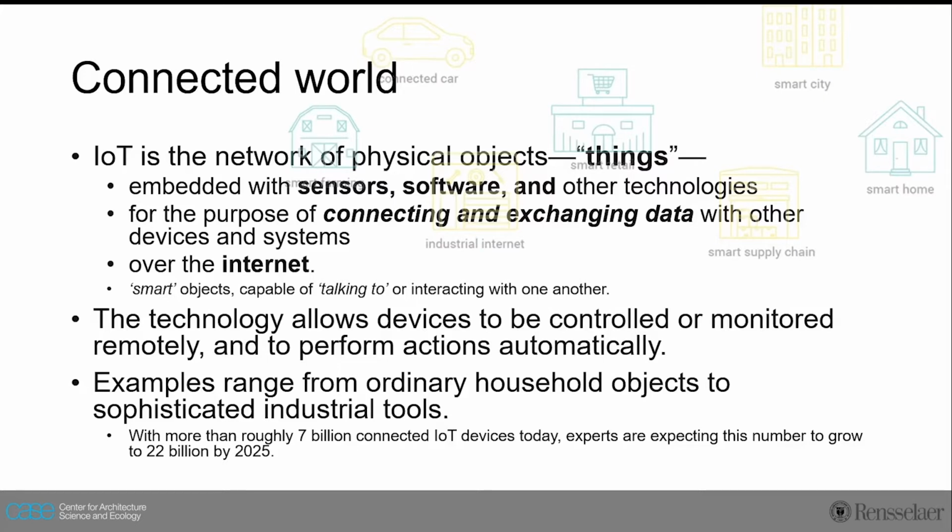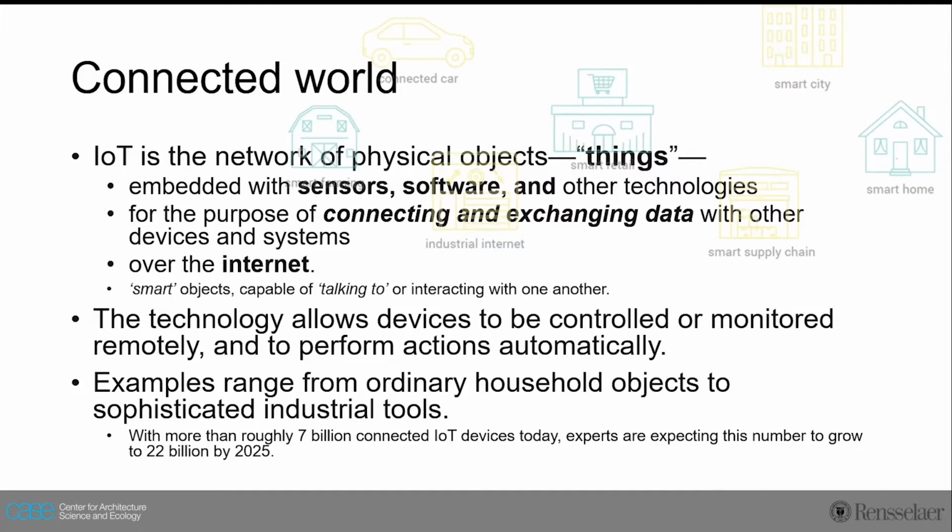And what do they do? How they do it? Basically, they exchange data, and they exchange data because of that internet, and they collect that data by using sensors and software and other technology these things have. Smart objects are capable of talking to or interacting with one another.